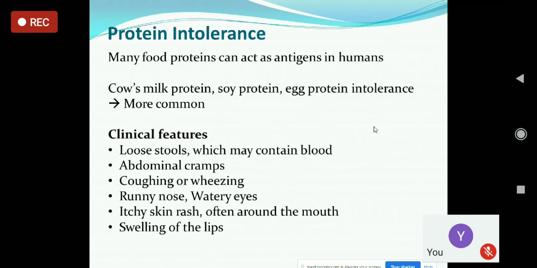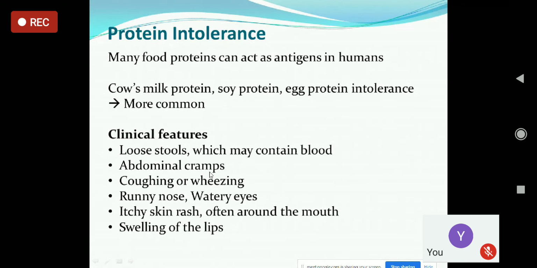So you've also studied about lactose intolerance. Now, what was happening was after consumption of milk and milk products, you're getting symptoms like loose stool, abdominal cramps, right? So it is almost the same here. If you take cow's milk, then you see the features of protein intolerance, which also comprises loose stools, abdominal cramps.